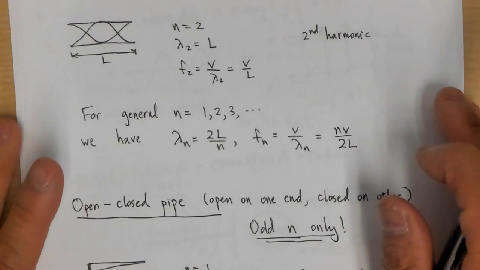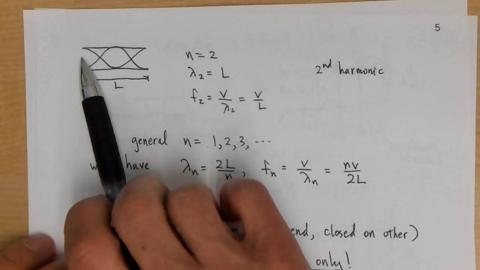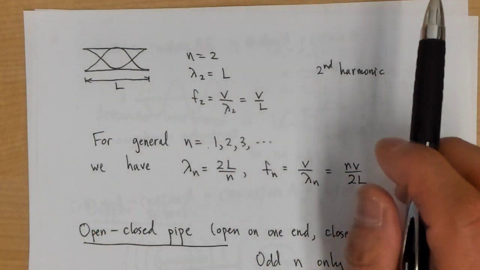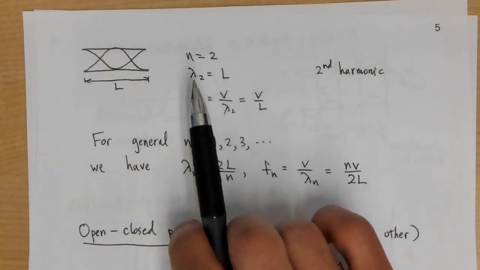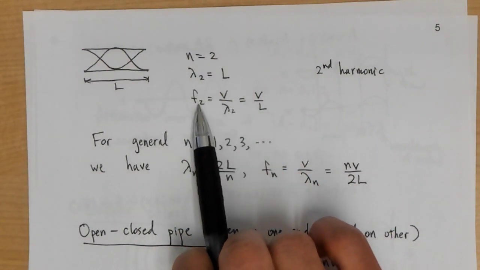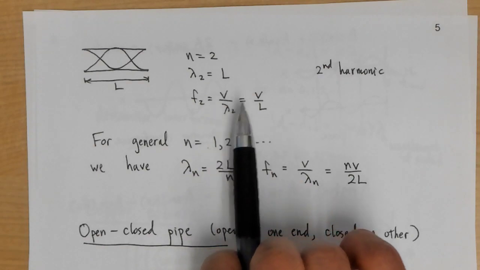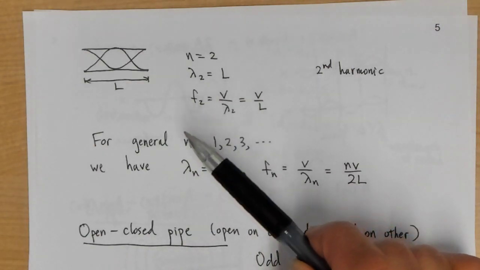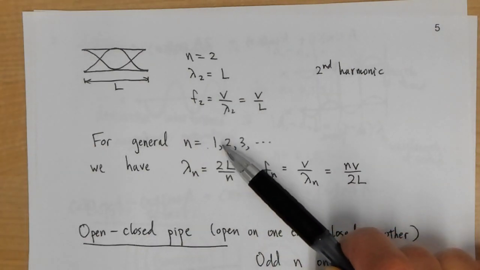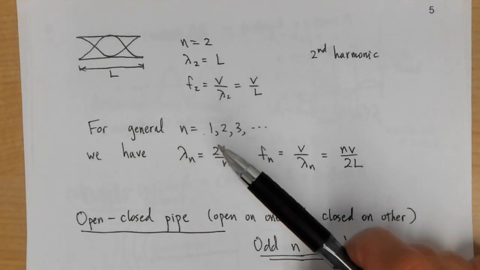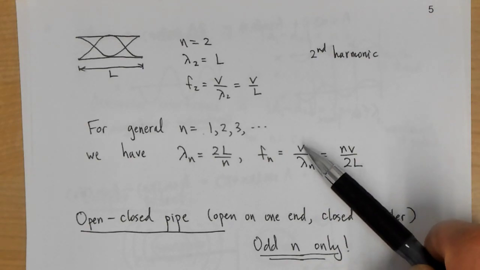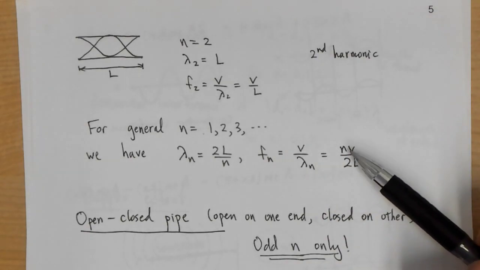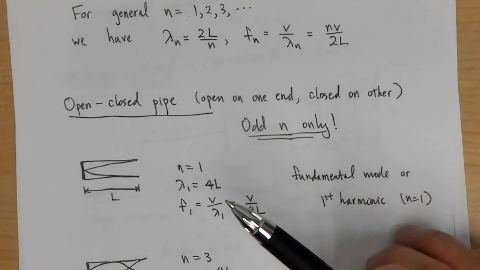If we go to the second harmonic, we have, again, antinodes at the two ends of the pipe that's open on both ends. This is n equals 2, lambda 2 is equal to L, and the frequency f2 is v over lambda 2, so that's v over L. So in general, n is equal to 1, 2, 3, and we have the same formulas as for a string. Lambda n is 2L over n. f n is v over lambda n, which is nv over 2L.